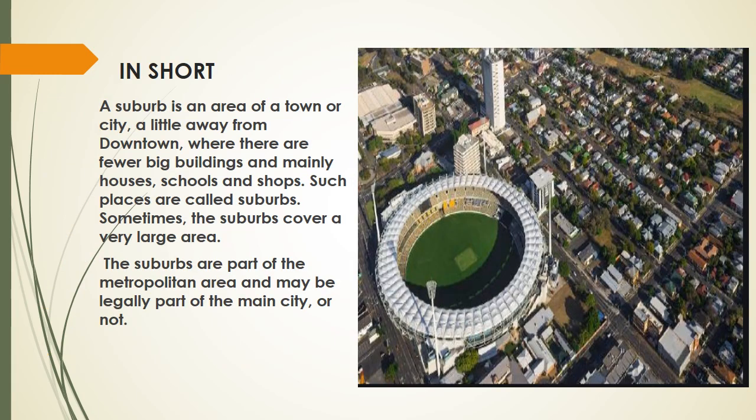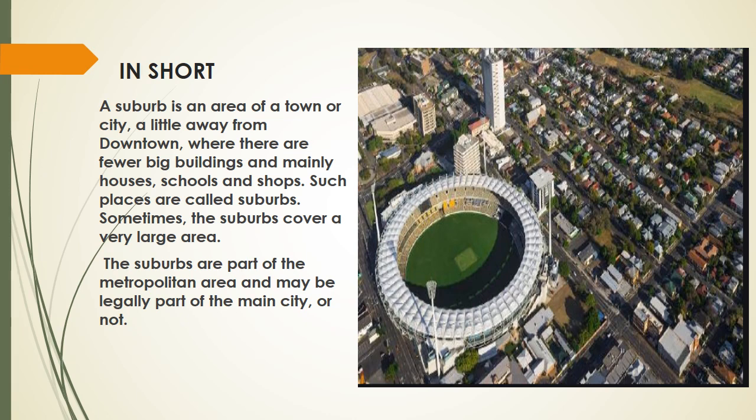In short, a suburb is an area of a town or a city, a little away from downtown, where there are few big buildings and mainly houses, schools and shops. So in short, it is an area of a city. It is a part of the city, but it is less developed as compared to the city, which has big buildings, big houses, schools and shops. Such places are called suburbs.